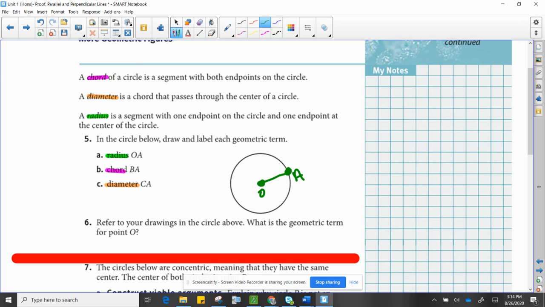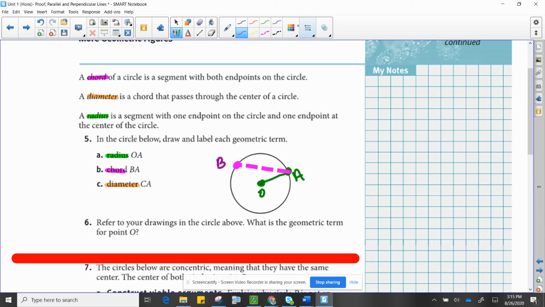If we wanted to label a chord, okay, a chord BA. So a chord of a circle is a segment with both endpoints on the circle. So meaning like on the perimeter of the circle, both those endpoints are on there. Now they're using A again, so I'm going to use this same point. So I can just put my B anywhere on the edge of a circle and connect those. So this would be BA. So that would be what a chord is. It goes through the circle, hitting two endpoints. They can be anywhere on the circle.